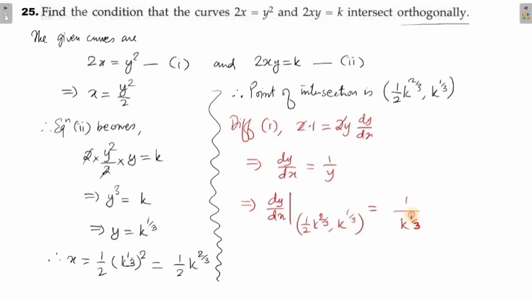So you can write this as m1. So m1 is how much? k to the power minus 1 by 3, isn't it? So this is your m1. Please remember this. I don't have space here. You may pause the video and note down till here.